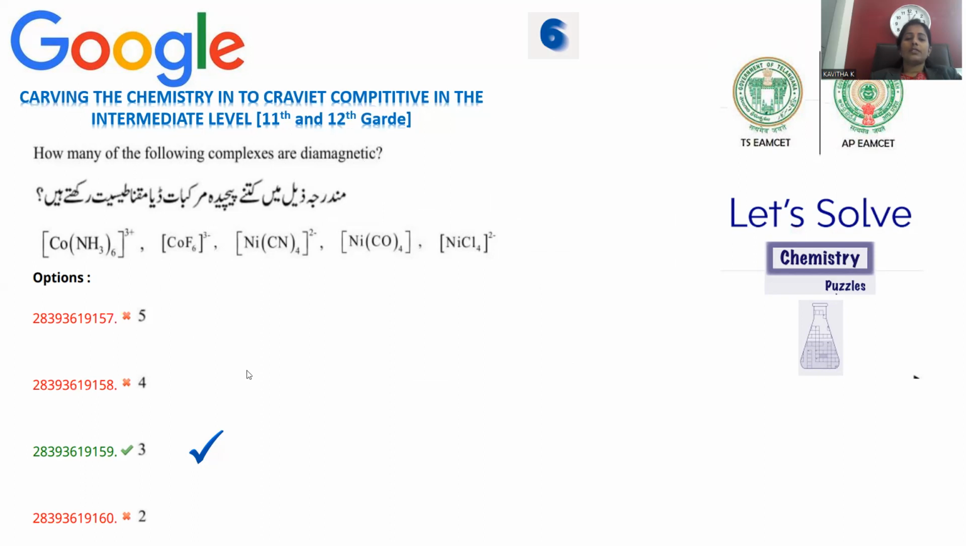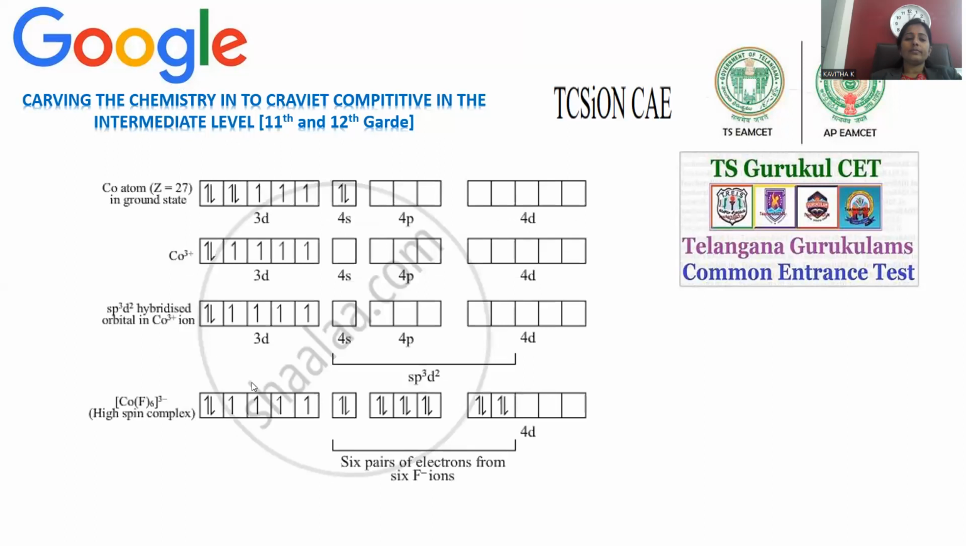Move on to the second complex, hexafluorocobaltate minus 3. In that case, fluorine is a weak field ligand. So a weak field ligand is said to give a high spin complex. A high spin complex always tends to give unpaired electrons like this. And the electrons coming from fluorine: 6 ligands contributing 12 electrons. So 1, 2, 3, 4, 5, 6. 6 ligands are giving 12 electrons like this.